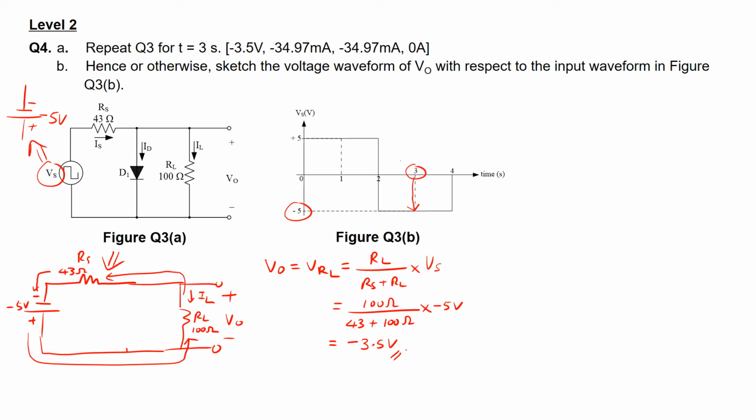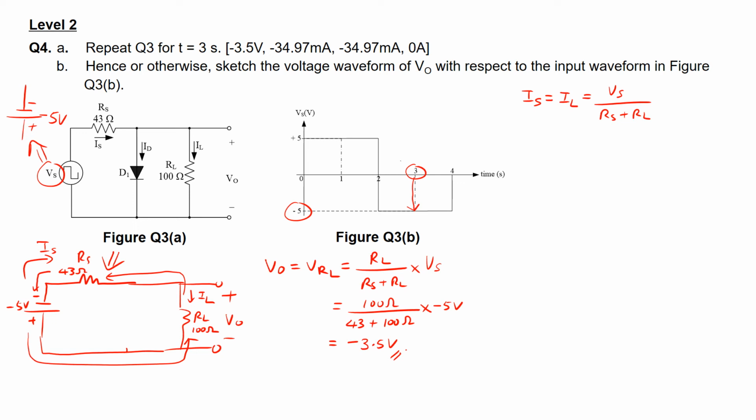Next, we are going to calculate the current IS as well as IL. Since IS is in the same direction as IL, both have the same value. So IS is equal to IL. To calculate both currents, IS as well as IL, notice that we can take Vs and divide it by RS plus RL, since it's a series circuit.